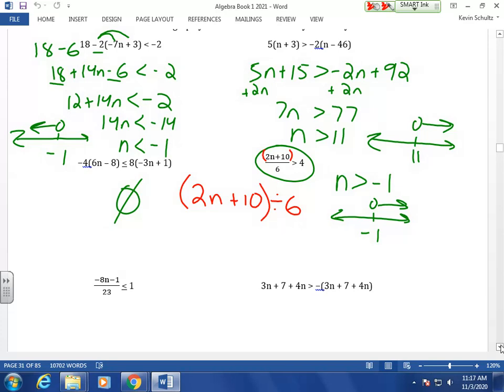So whereas if you were solving it horizontally, your first step would be to multiply by 6 to cancel it out. Same thing that we're doing there. Right? Did you multiply by 6 first? And so that should give you 2n plus 10 is greater than 24. Okay. So 2n is greater than 14. And n is greater than 7.